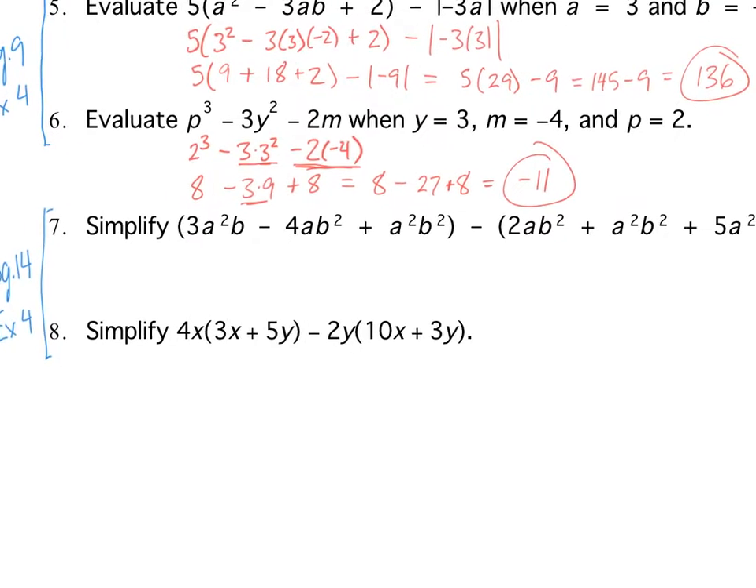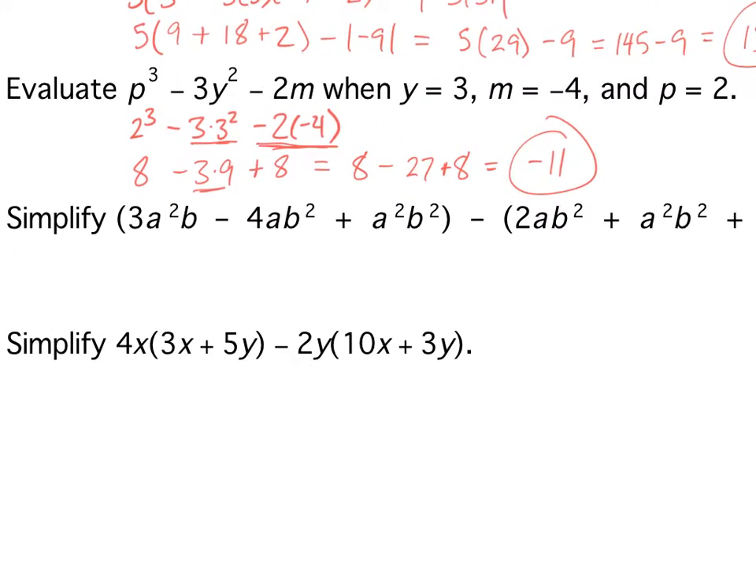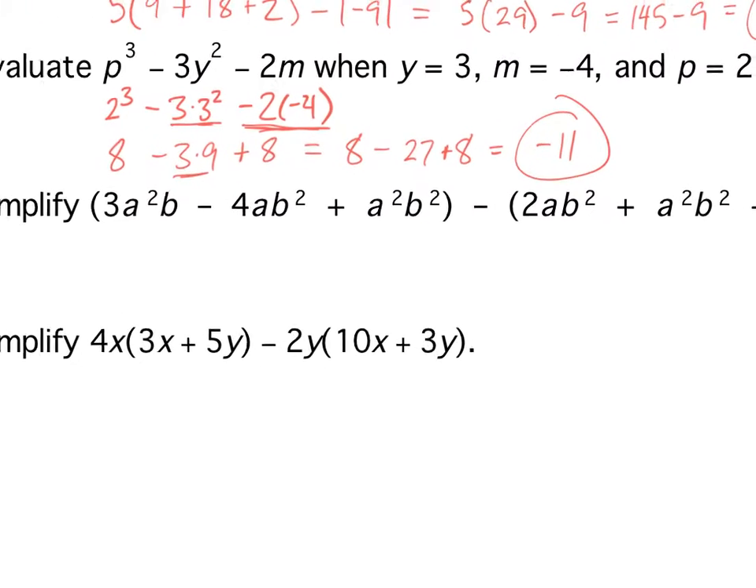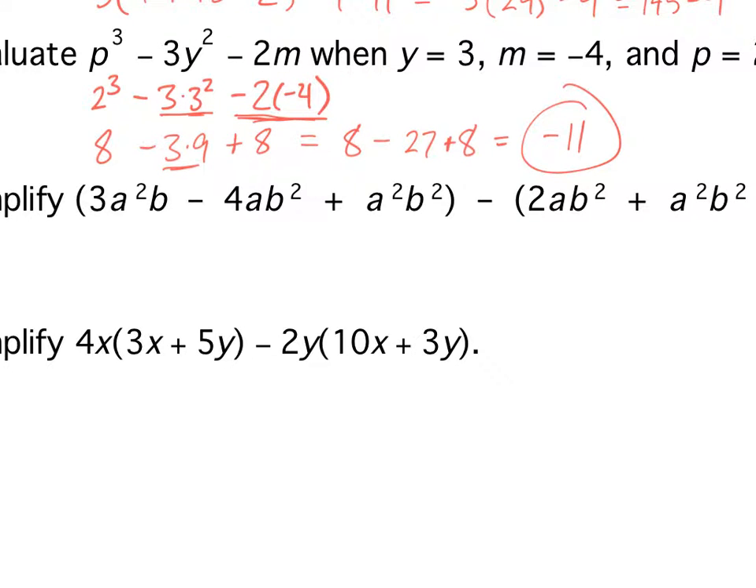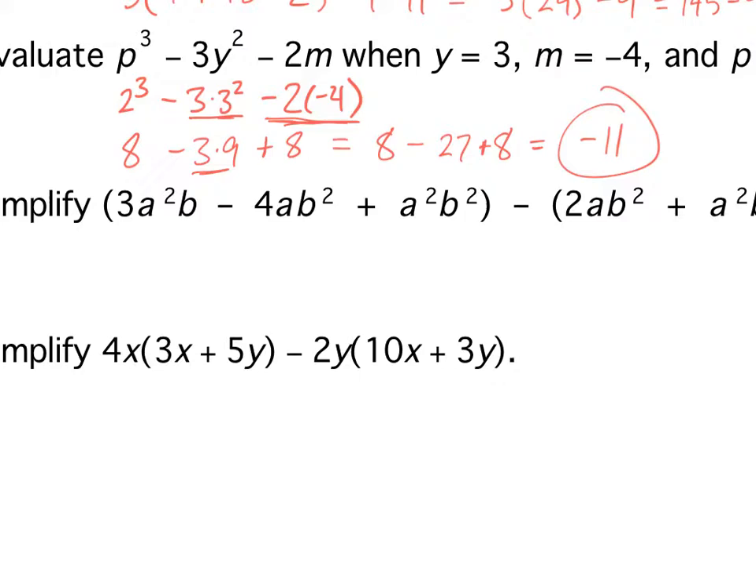All right, 7 and 8 are sort of similar problems to each other. You have to simplify an expression that has letters and numbers, and your answer is not going to be a single number since we don't have anything to substitute in. You just want to simplify by adding like terms. That's all it is on number 7, adding like terms.